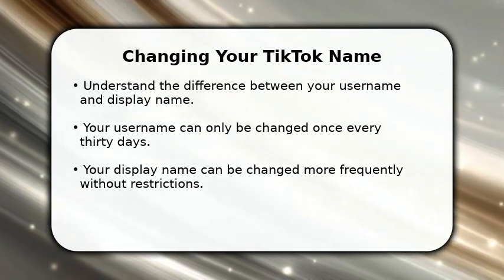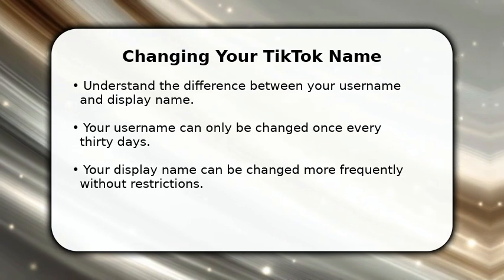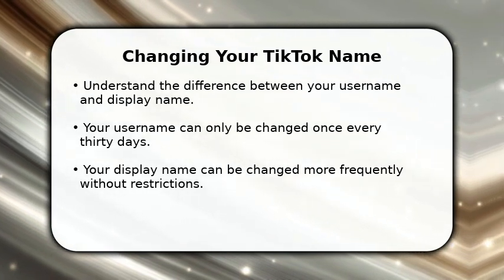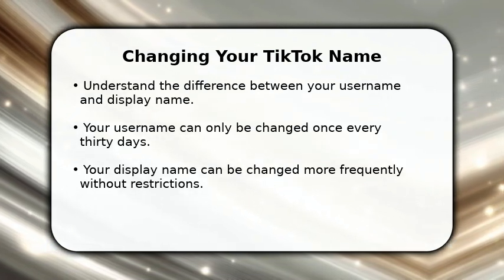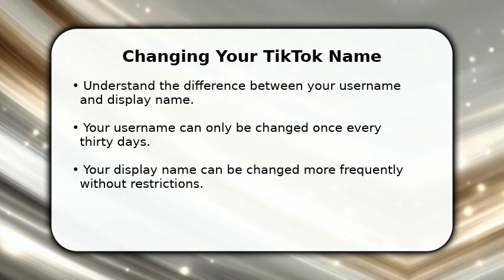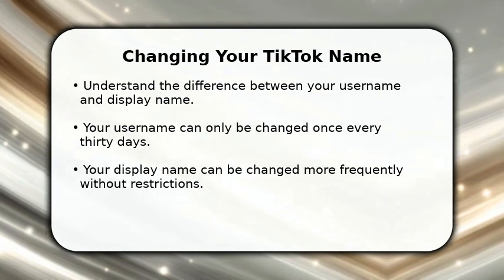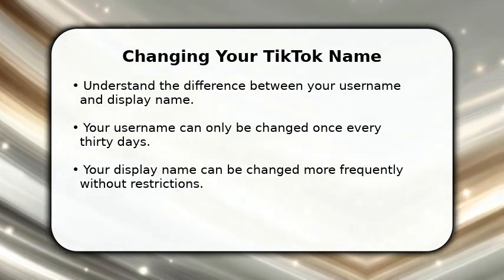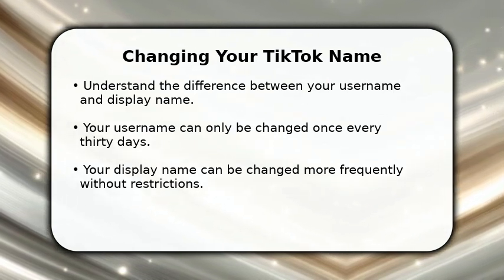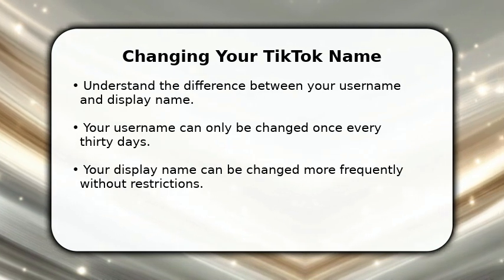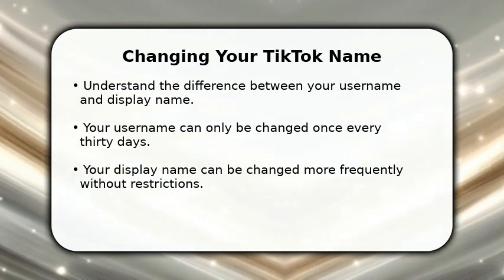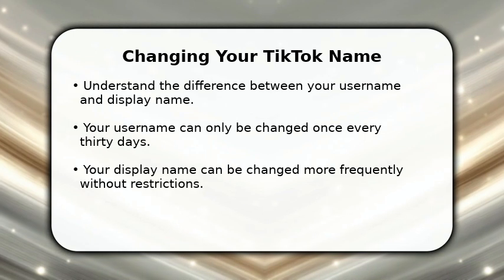First, it's important to understand that TikTok has two types of names: your username and your display name. Your username is unique and can only be changed once every 30 days. This is the name people use to find and tag you. On the other hand, your display name, which appears above your profile picture, can be changed as often as you like without any restrictions. Let's dive into the steps for each.